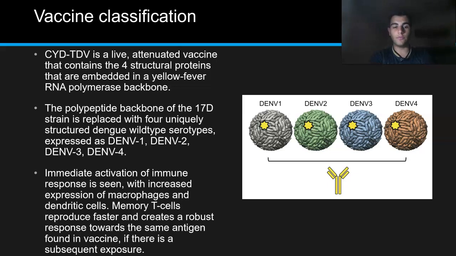Immediate activation of the immune response is seen upon injection of the vaccine, with increased expression of macrophages and dendritic cells, which are the target cells once a cell is infected with the dengue virus. Memory T cells reproduce at a faster rate, and that creates a robust response towards the same antigen if there were to be a subsequent exposure to the DNV1, 2, 3, or 4.